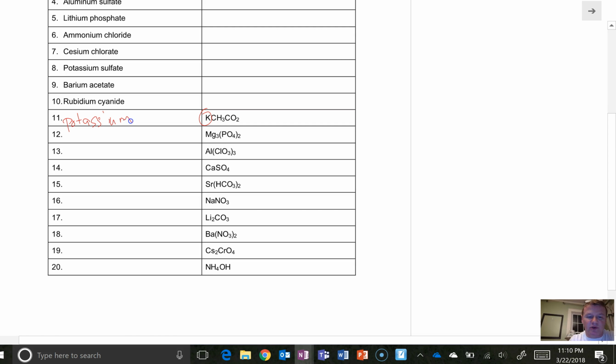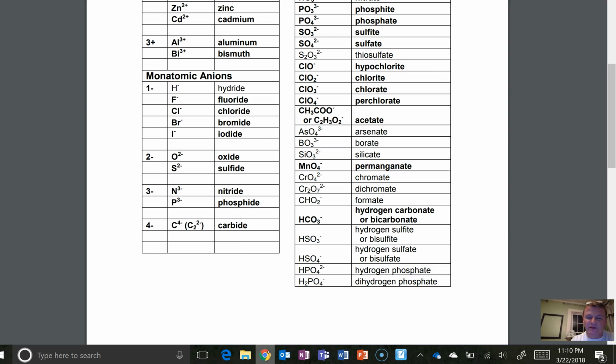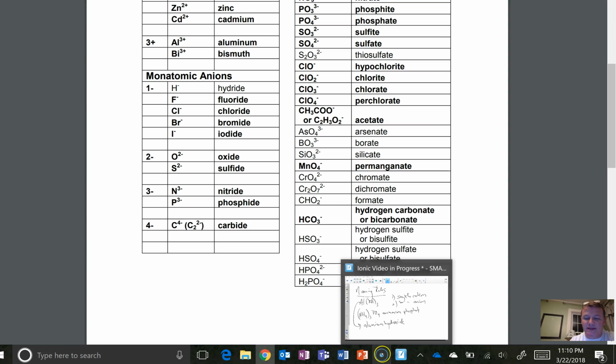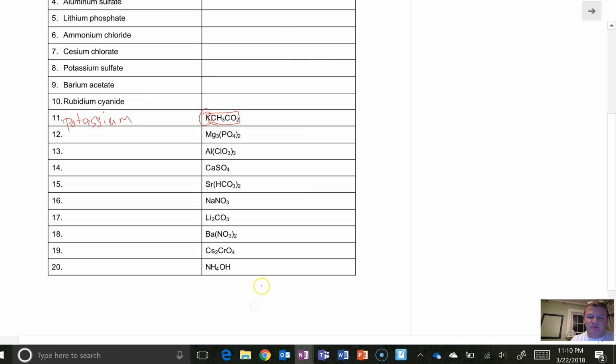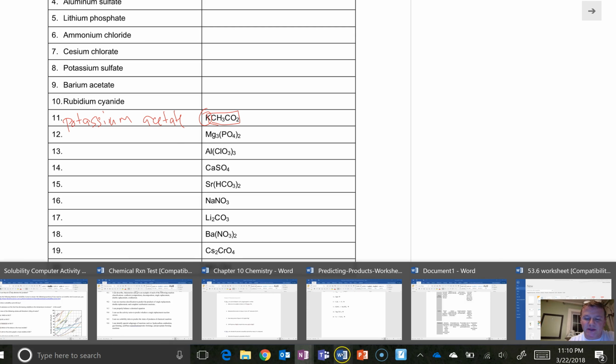And then we're going to have to look up our anion. So in this case, CH3CO2. So if I refer to my list, that is acetate. And there's 2 different ways that you can write acetate. It doesn't matter. I typically prefer the C2H3O2. So knowing that that is acetate, we just simply come in and say potassium acetate.